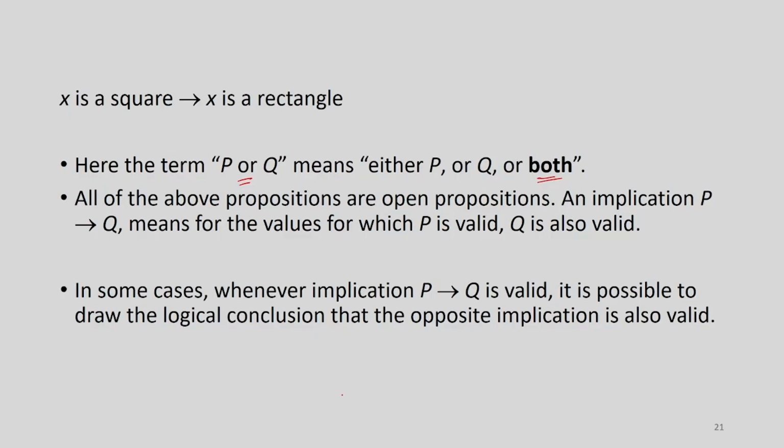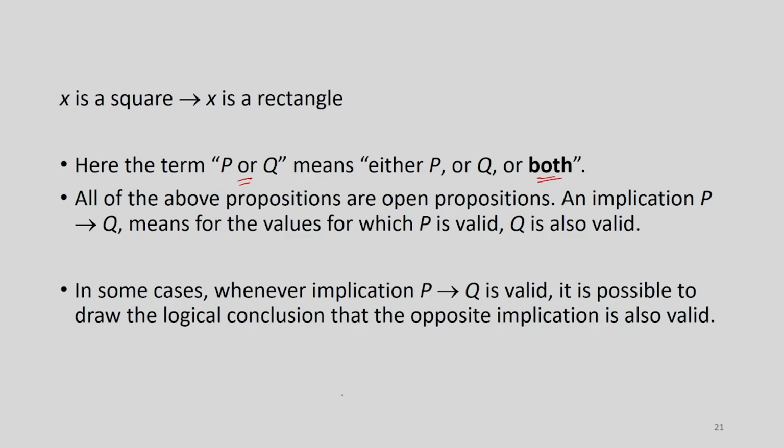Remember what is an open proposition? That an open proposition is true for particular values of the variable x, right, which is included in that proposition. So, when I say P implies Q, then I mean that for those values of the variable for which P is correct or P is true, for the same values of x, Q is also true.